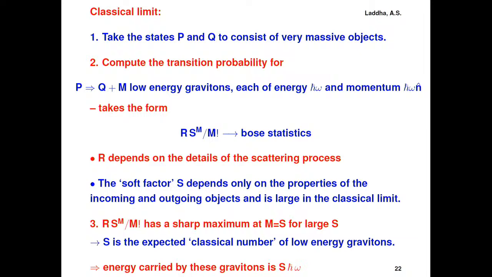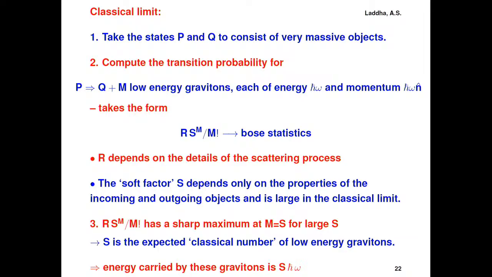So imagine that you have such a process. Quantum mechanics tells you that all m's are allowed. There is no point in asking how many gravitons are emitted, because quantum mechanics gives you the probability for different processes. There may be 0 gravitons emitted, whose probability will be R. There may be 1 graviton emitted whose probability will be R times S, 2 gravitons, R times S square over 2, and so on.